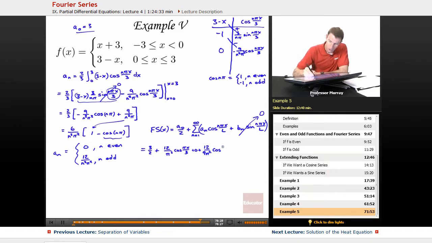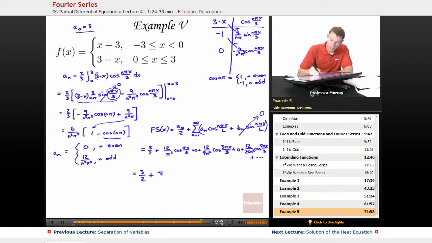I'll just go ahead and write it out that way so it's easier to see the pattern: 3 pi x over 3. N equals 4 is even, that was 0. N equals 5 is 12 over n squared pi squared, so 25 pi squared, cosine of 5 pi x over 3. I'm out of space here, so I'm not going to write any more. But I see that I've got a certain pattern here of odd terms, so I'm going to try to combine those and maybe make a new series.